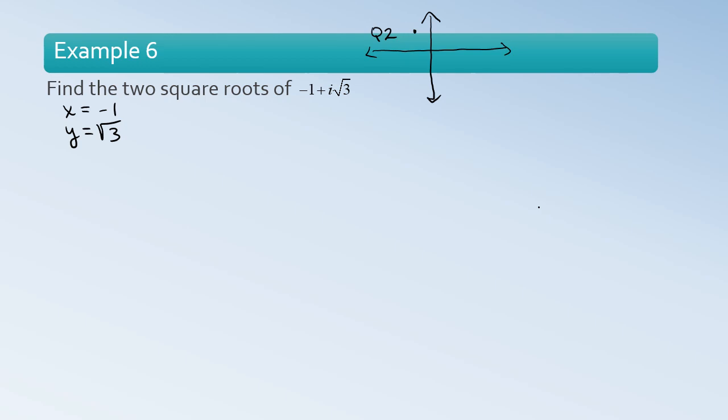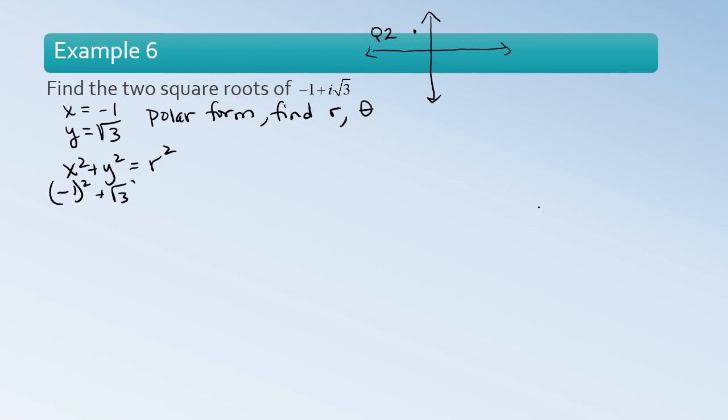And that in order to find the two square roots, I need to get this rectangular form into polar form. And in order to get it into polar form, I need to find r and I need to find theta. So what's my r value? Well, x to the second plus y to the second is equal to r to the second. So -1 squared plus root 3 squared is equal to r squared. So 3 plus 1 is 4. It looks like I have a radius of 2. Now, how about theta?